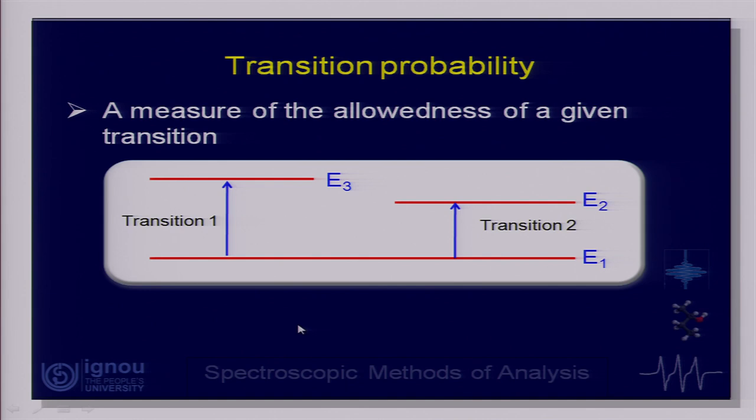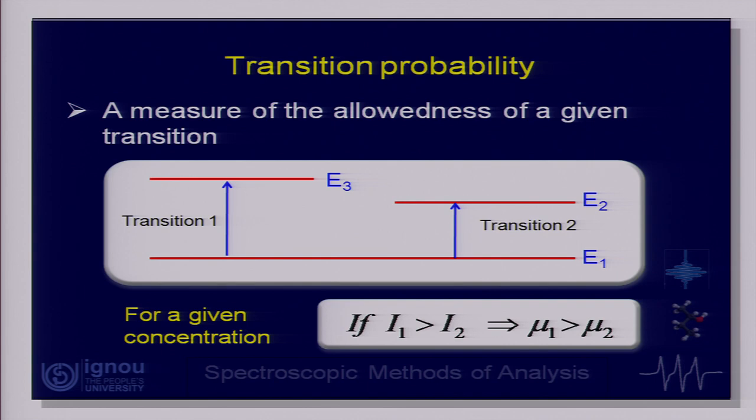Now, if everything else remains the same and you observe that I1, the intensity of transition 1, happens to be more than I2, the intensity of transition 2, then we say mu1 is greater than mu2. That means mu1 basically is an expression for our transition probability. That means this transition is more probable than this one. That means it is allowed to a more extent than this transition.